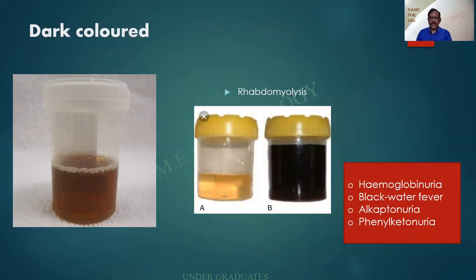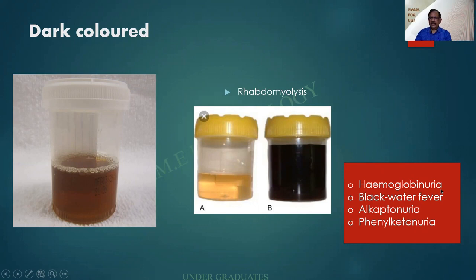There can be a dark colored urine. Dark colored urine you can get in some conditions. One, what we are seeing over here is rhabdomyolysis. This is a normal urine given for comparison, but here the patient is passing a brownish black colored urine because of rhabdomyolysis. The other things you people know, hemoglobinuria.